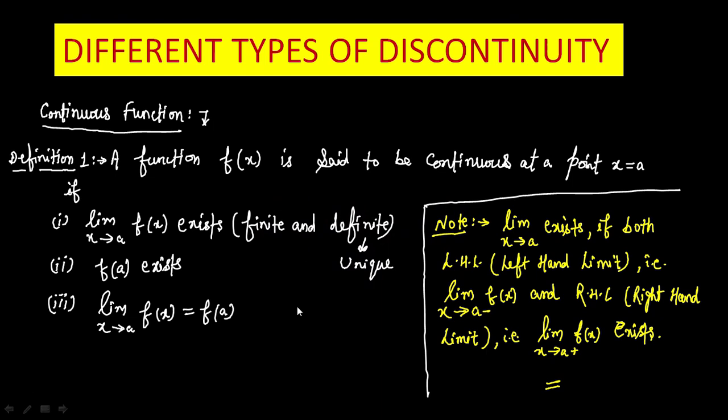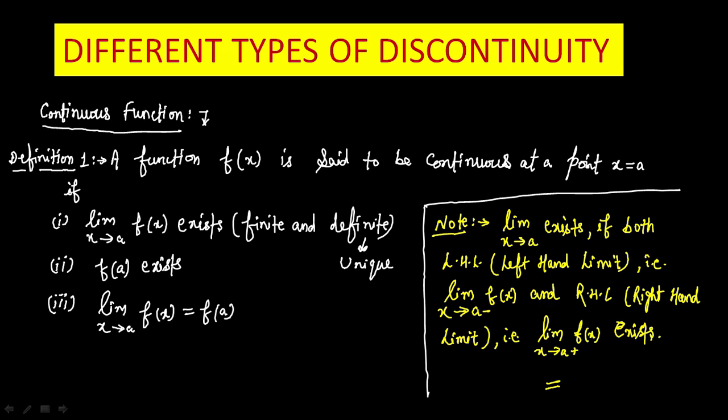So, if you look at the screen, I have written definition number 1. A function f(x) is said to be continuous at a point x equal to a if there are three conditions. First, limit x approaching a of f(x) exists. The meaning of exists here is that the value must be finite and definite, and definite means unique.